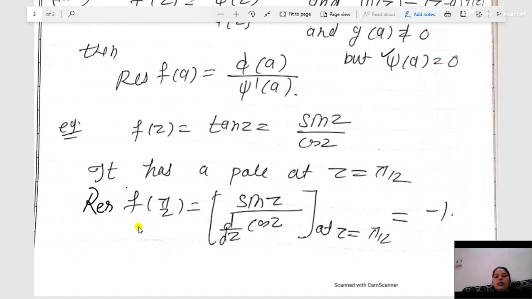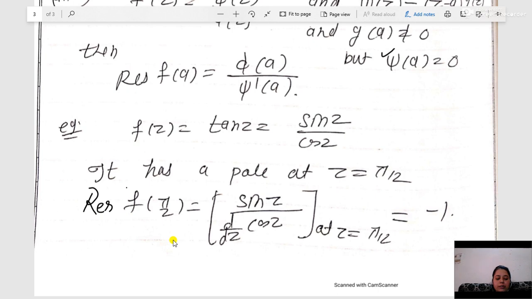So the residue at f of pi by 2 can be calculated using this formula phi(a) upon psi dash(a), meaning sin z upon the differentiation of cos z at z is equal to pi by 2. Since if we differentiate cos z, it will be minus sin z, and this value will be minus 1. So this is the residue of f at pi by 2.